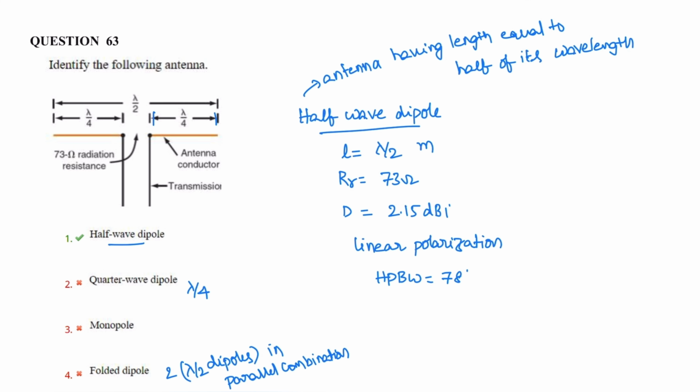Monopole antenna is a conductor mounted vertically on a ground plane or a reflective surface acting as a counterpoise. Next, quarter wave monopole is a dipole antenna whose length is one fourth of its wavelength. Folded dipole antenna is formed by combining two half wave dipole antennas in parallel orientation.